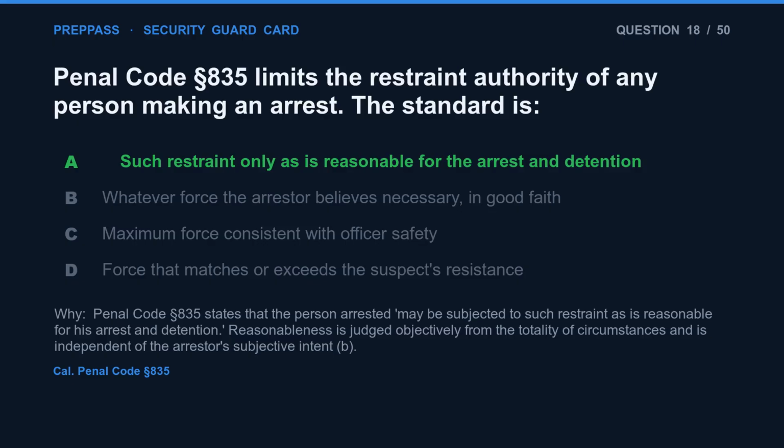The correct answer is A. Penal Code Section 835 states that the person arrested may be subjected to such restraint as is reasonable for his arrest and detention. Reasonableness is judged objectively from the totality of circumstances and is independent of the arrestor's subjective intent.